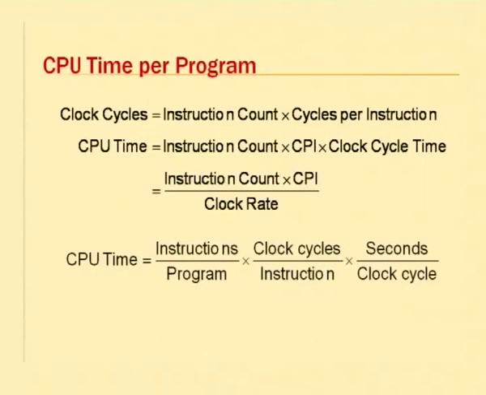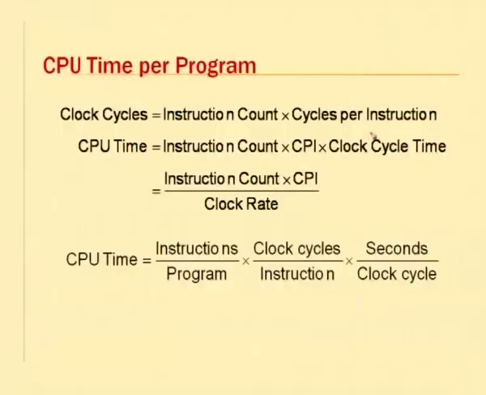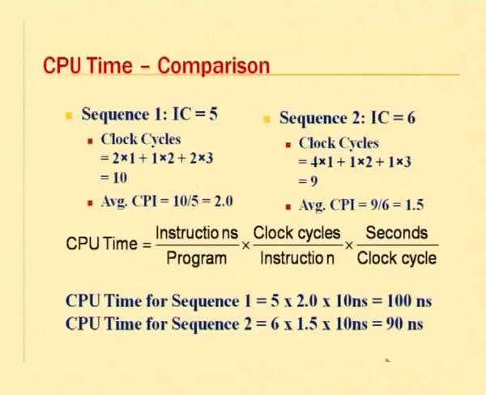Let us do a quick recap of what we just looked at. The clock cycles, we said, is instruction count into cycles per instruction, that is instruction count into CPI into clock cycle time, or instruction count into CPI divided by the clock rate. And the CPU time is given as instructions per program into clock cycles per instruction into seconds per clock cycle. So overall, the instruction count is nothing but the instructions per program, CPI is the clock cycles per instruction, and the clock cycle time is the number of seconds per clock cycle. This is what gives us our CPU time on the whole.